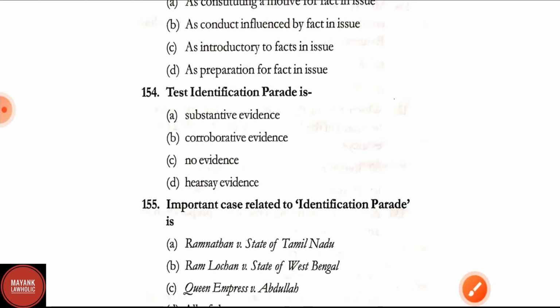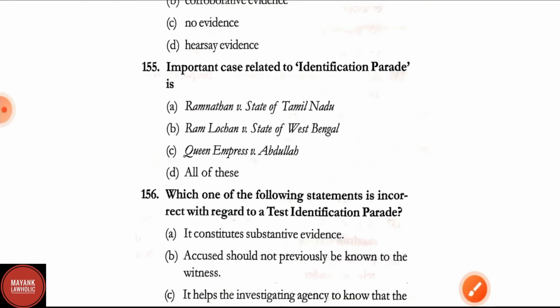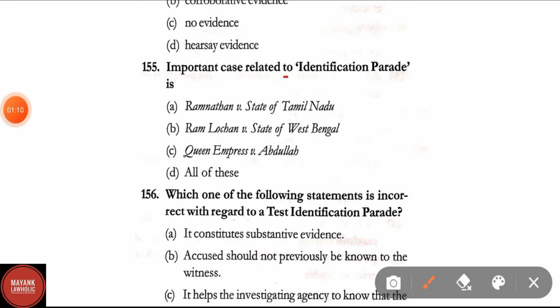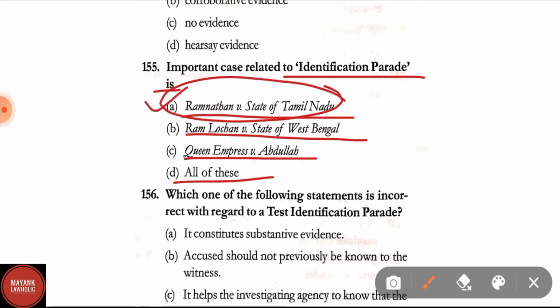Question number 154. TIP, that is test identification parade, is corroborative evidence. Option B is the correct answer. Question number 155. Important case related to identification parade is Ramanathan versus State of Tamil Nadu, Ram Lochan versus State of West Bengal, Queen Empress versus Abdullah, and option D, all of these. Here correct answer is option A, that is Ramanathan versus State of Tamil Nadu is relating to test identification parade.